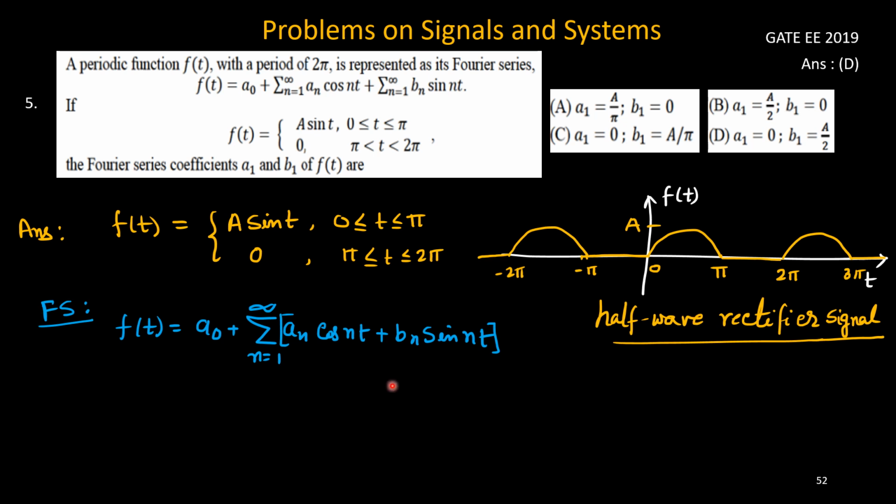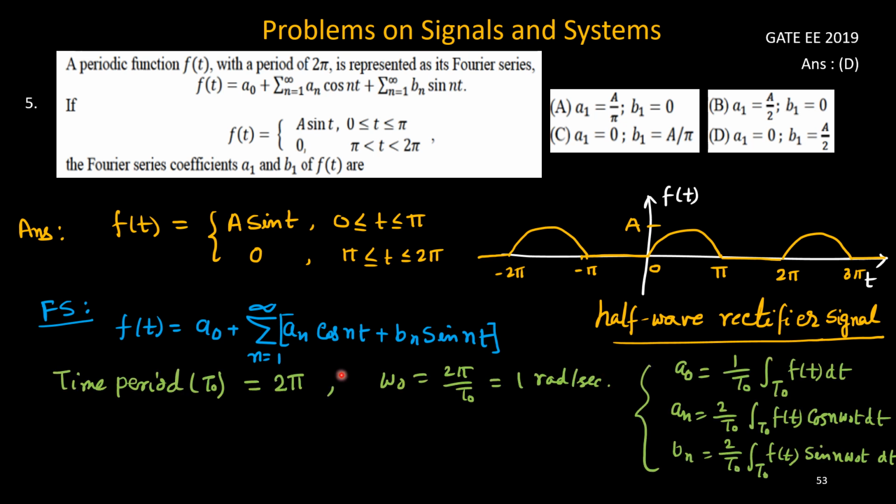The trigonometric form of the Fourier series is given here. I need to find a1 and b1. What is T0 in this case? T0 is this range, 0 to 2 pi, the time period, 2 pi. And omega naught is 2 pi by T0, that means 1 radian per second. a0 is 1 upon T0 times the integral of f of t. an is 2 upon T0 times the integral of f of t cos n omega naught t. And bn is 2 upon T0 times the integral of f of t sine n omega naught t. That you know. We need to find out a1 and b1 only, so we'll go for that.